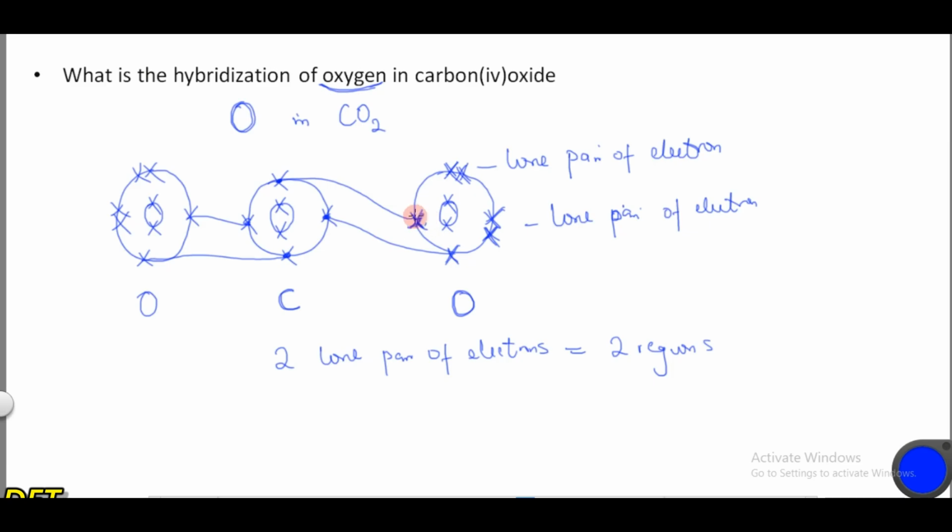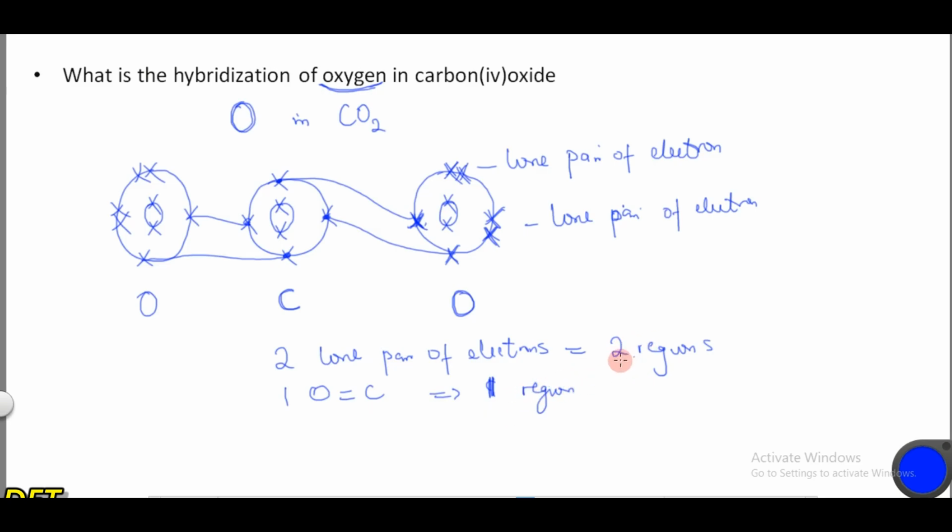This electron binding with this electron binding with this. So we have a double bond here. So there is one oxygen to carbon double bond, and this is equivalent to one region. This is the double bond here. We're looking at this oxygen, so that is equivalent to one region of electron density.